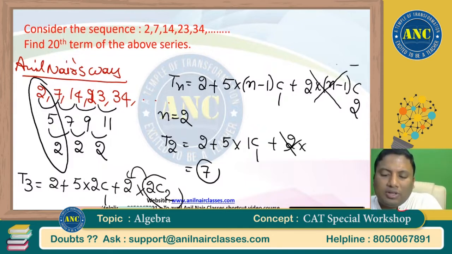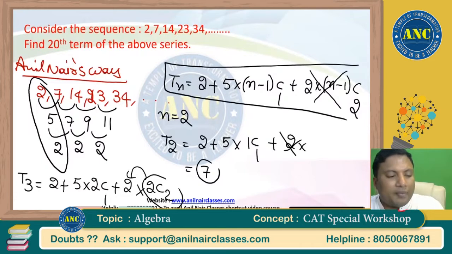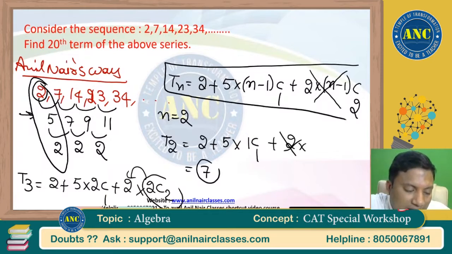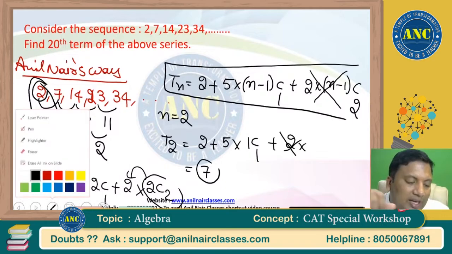How to write down this one? Suppose see here. Tn, lowest term is 2. In the first step, if the difference is constant, it will be a plus n minus 1 into d. So a plus 5 into n minus 1 C1 in the first step. If in the first step you are not getting it, again the difference is constant, 2 into, in how many steps? 2 steps. Do n minus 1 C2. I hope the idea is clear. Directly you will get the answer.